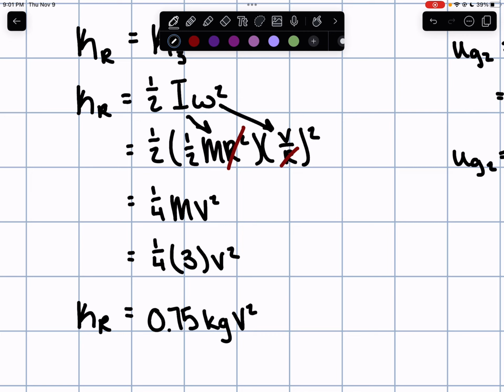Now, usually when we solve an equation, we don't have two variables. We don't have Kr and we don't have v squared. But why do we have that in this one? Well, since we're going to be doing multiple little parts to get the whole, we're going to need v squared later on in the equations because that's what we're solving for. So in this case, it's okay that we have the rotational energy is equal to 0.75 kilograms times velocity squared.